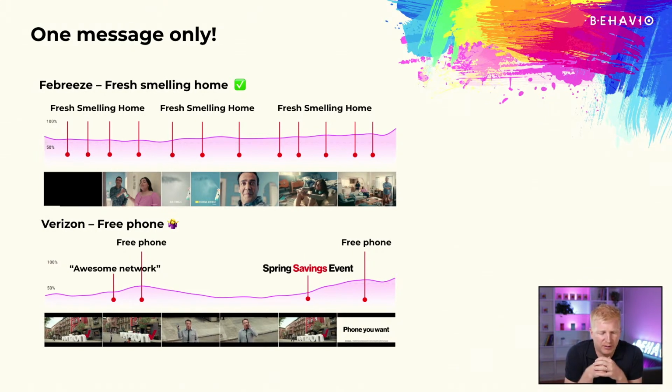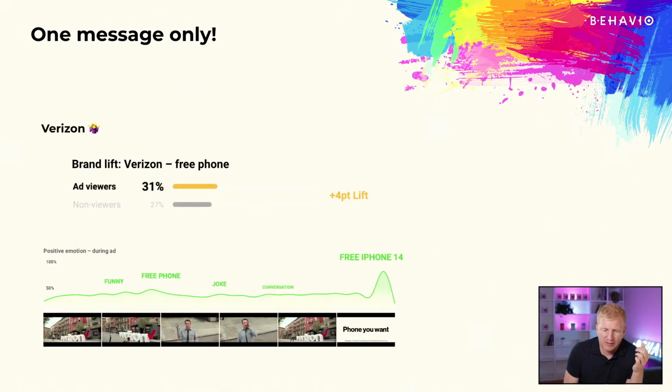As you can see here, Febreze managed to do that, and they're mostly repeating the same message over and over, displaying it, saying it in audio, but it's all about a fresh smelling home. While with Verizon, they did good work. It was not a really bad example, but they kind of messed it up with different messages like their awesome network, even before they were telling about the free phone, and some spring savings event. And that made, as you can see with other metrics, the effect a little bit lower.